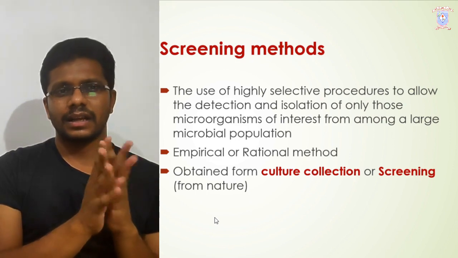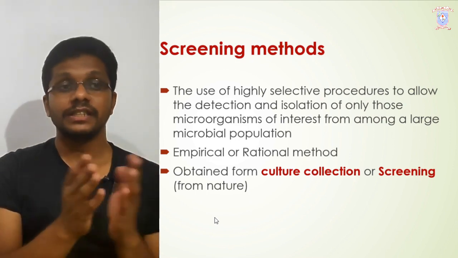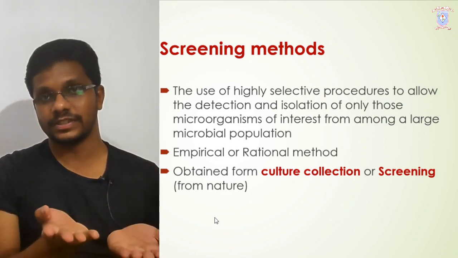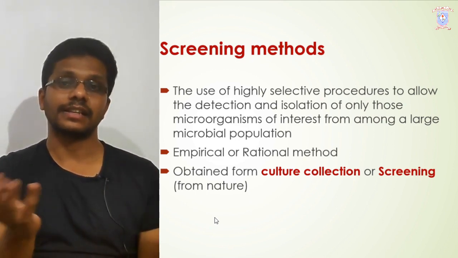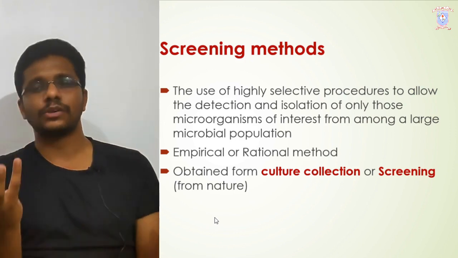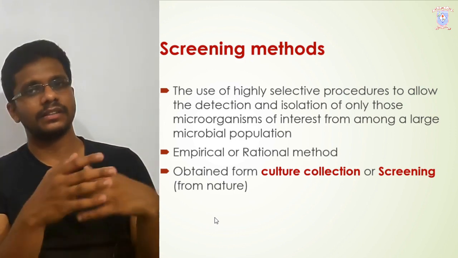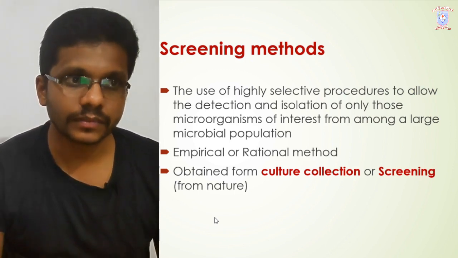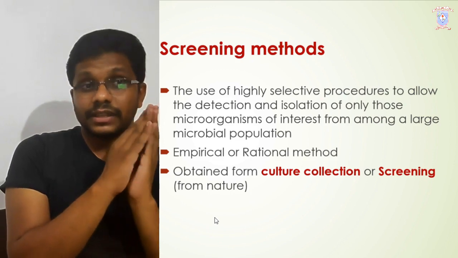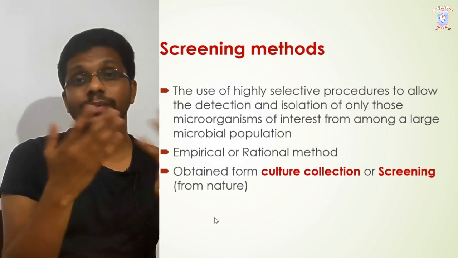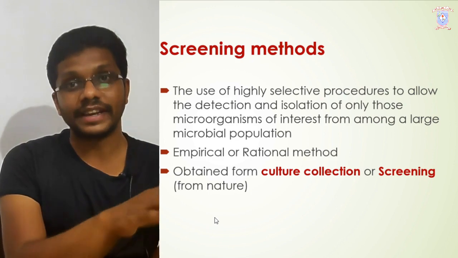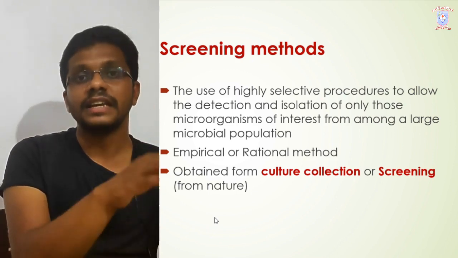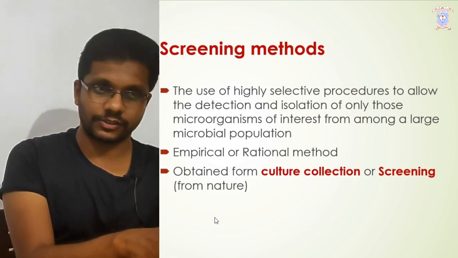Screening methods are basically a set of procedures for the detection and isolation of organisms which possess potentially interesting industrial properties. We are looking to get an organism which produces some compounds, maybe some biotransformation or waste degradation, something like that. We can either use empirical methods or rational methods. Whatever method we are using, our aim is to find a microorganism or a group of microorganisms which is having industrially interesting properties.